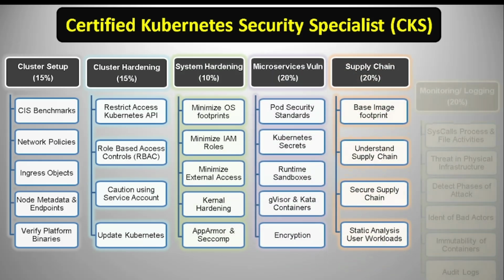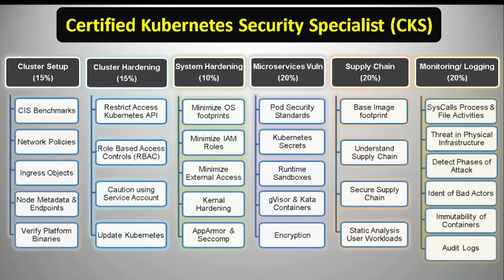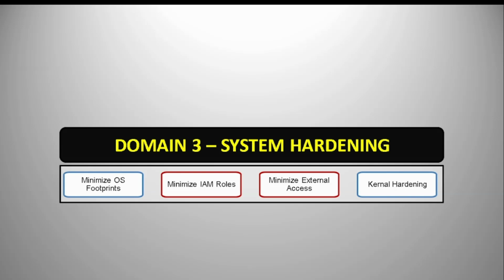In today's video, I will cover topics from the third domain, which is system hardening, having 10% weightage as per the September 2024 format. This domain covers minimizing OS footprints, minimizing identity and access management roles, minimizing external access and kernel hardening. Today, I will be discussing minimizing identity access management roles and external access.